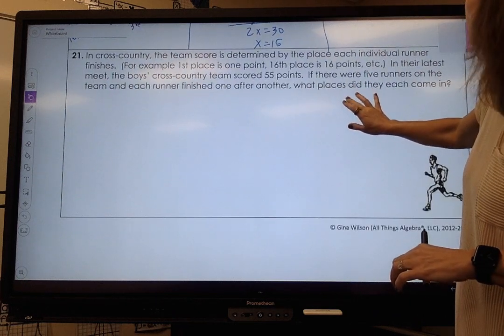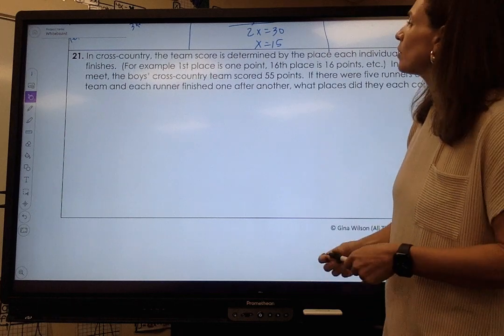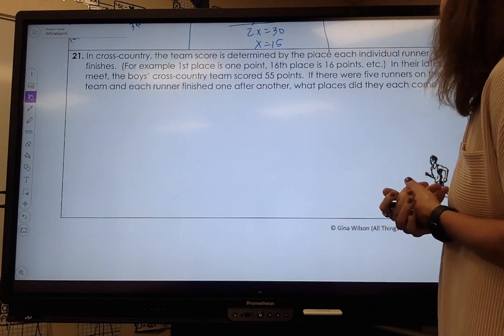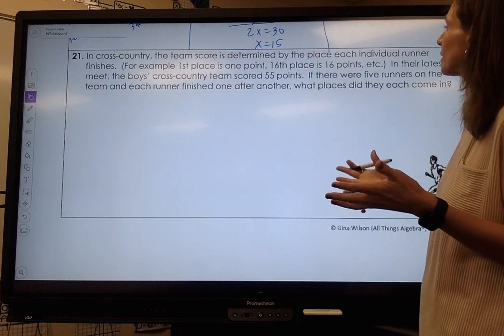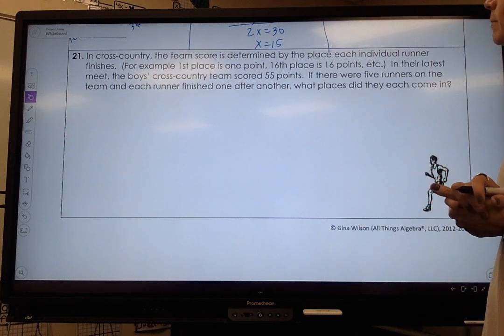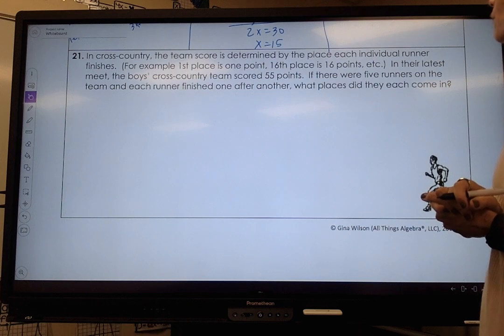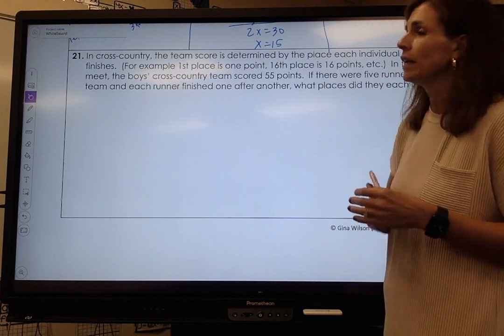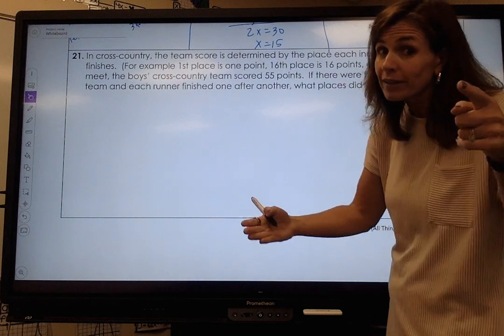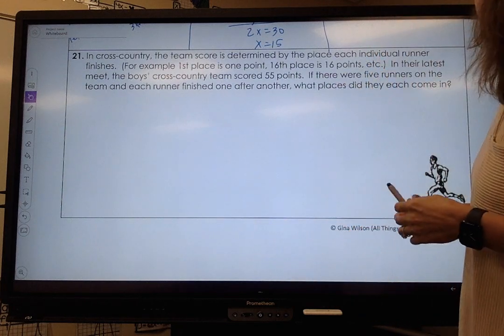Let's do this one, last one. In cross country, the team score is determined by the place each individual runner finishes. For example, first place is 1 point, 16th place is 16 points. In their latest meet, the boys cross country team scored 55 points. If there were 5 runners on the team, and each runner finished one right after the other, consecutive, what places did they each come in?